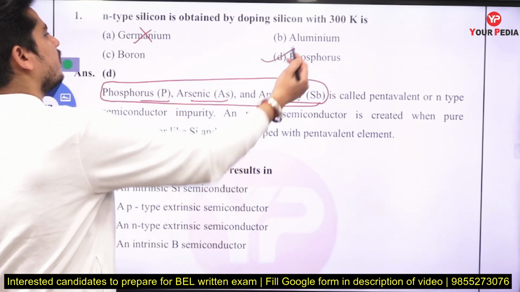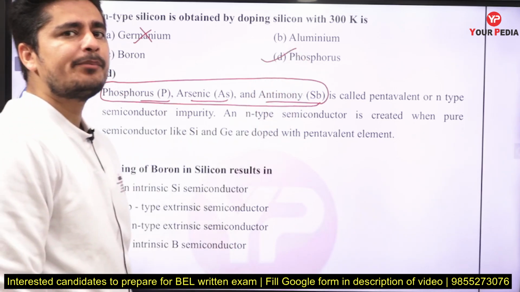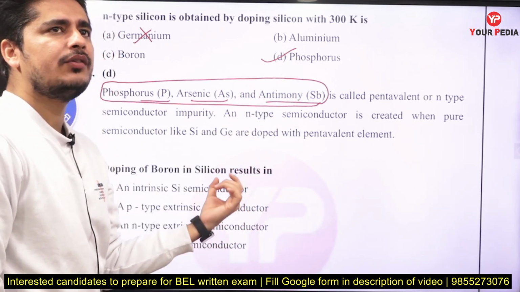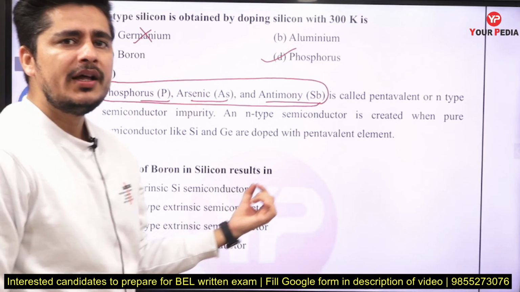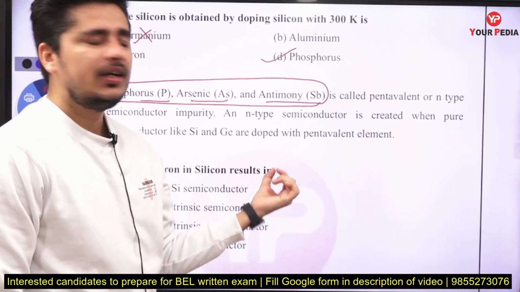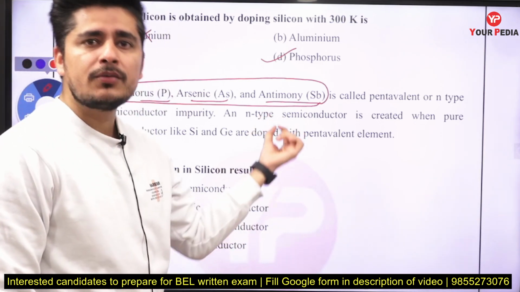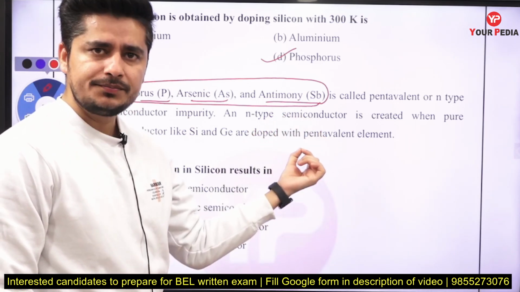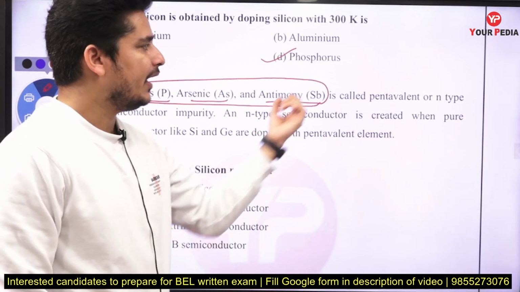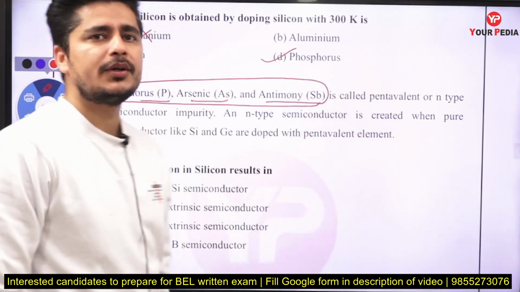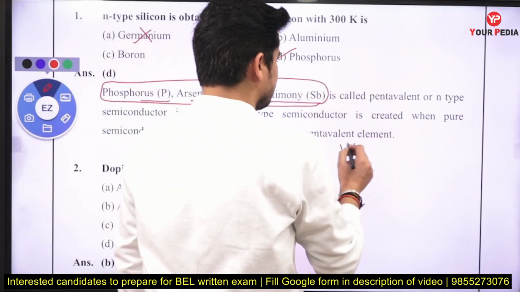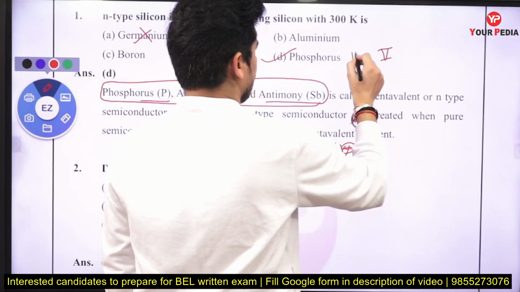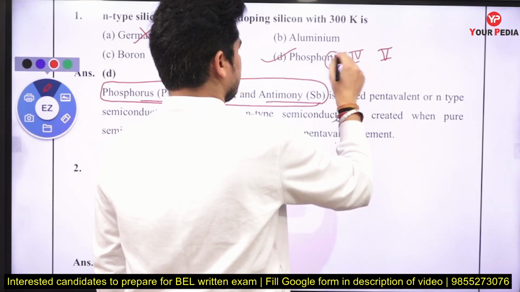Only phosphorus will make the semiconductor n-type. So remember the third group and fifth group. If you introduce an impurity from the third group, it will make the semiconductor p-type. And if you introduce an impurity from the fifth group, it will make it n-type. See here, this is your fifth group, fourth group and third group.